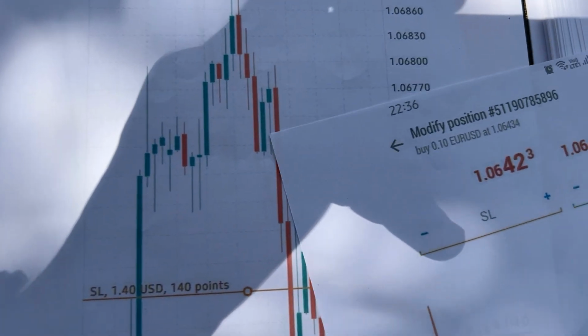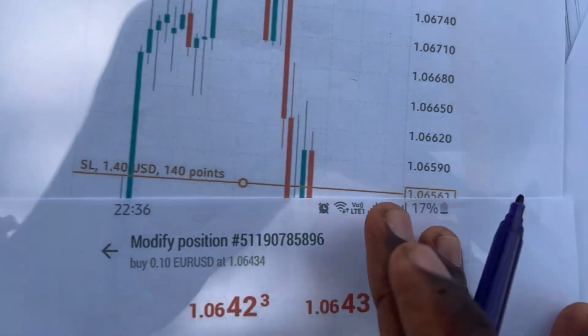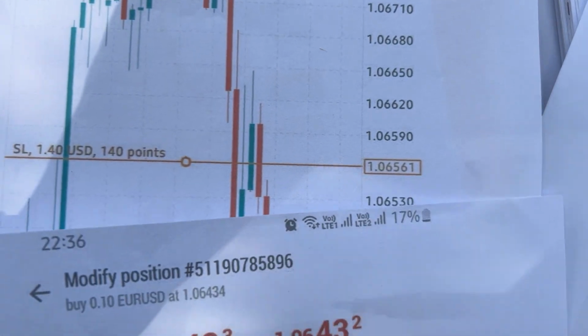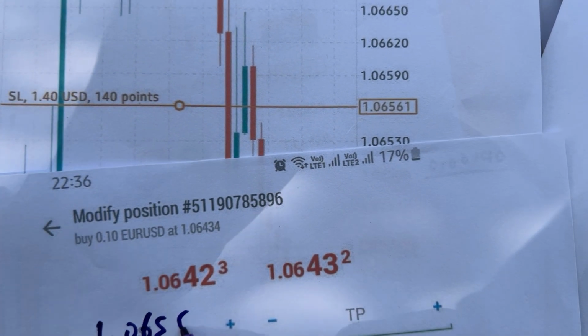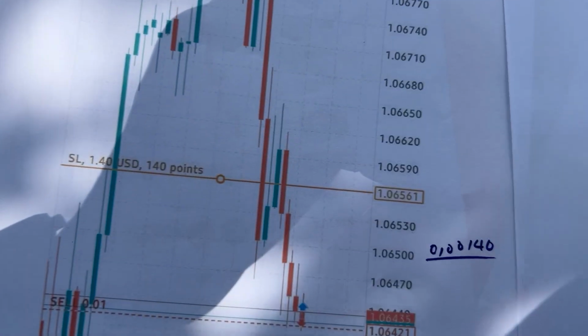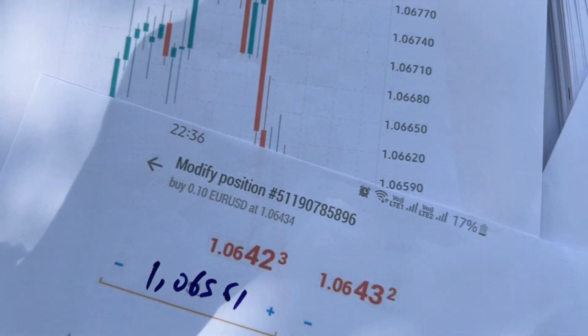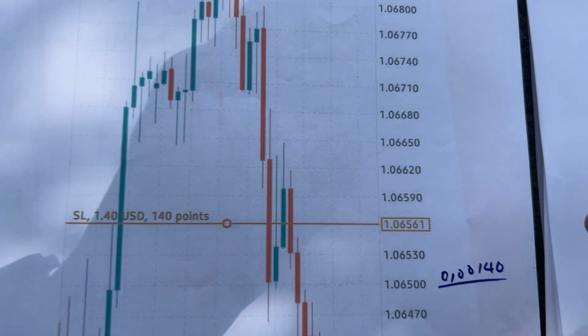Now, the number is going to be like this. Let me show you. The number is going to be this number over here. You can see this number here is 1.06561. Right, that's the number of the stop loss. So this is what you have to understand about setting stop loss. Right, I believe it makes sense. You understand, and don't see any difficulties with you getting this wrong.